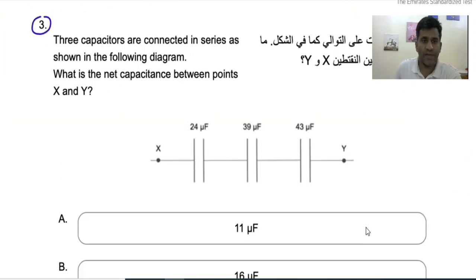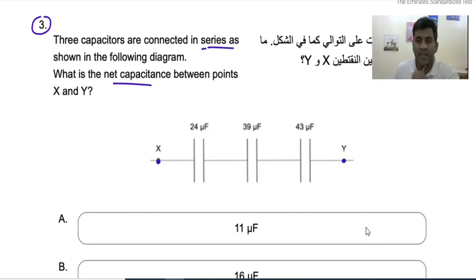Question number 3 here is: three capacitors are connected in series as shown in the following diagram. What is the net capacitance between the points X and Y? So what is the net capacitance of this arrangement? That's the question. If you can see here, the capacitors are connected in series. As they have already mentioned, this type of arrangement is called series.